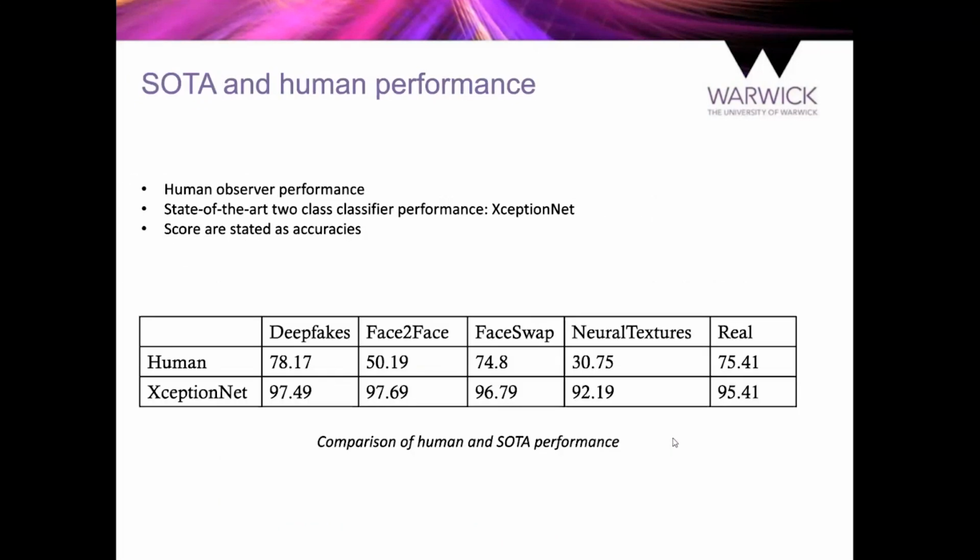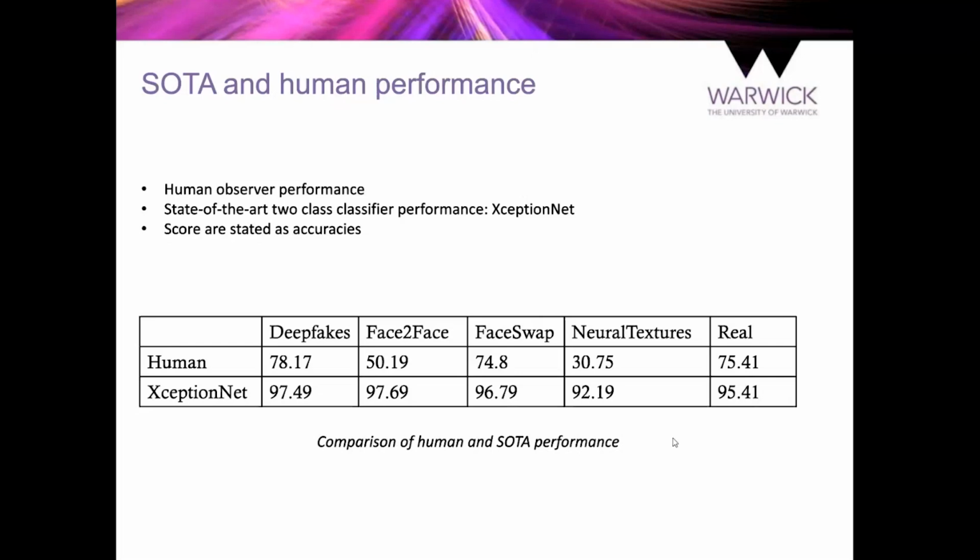Now we can ask the question, how do state-of-the-art two-class classifier models perform on this dataset, and how do they compare to a human observer? Here we can see the state-of-the-art model XceptionNet, and we can see that it has very good accuracy across all of those deepfake datasets, and it does much better than the human observer. It's important to note here that for every deepfake dataset, for example, the first one, Deepfakes, this network is only trained on real images and fake images from specifically the Deepfakes dataset, and then tested on images from Deepfakes. So we don't have any cross-dataset generalization performance over here.